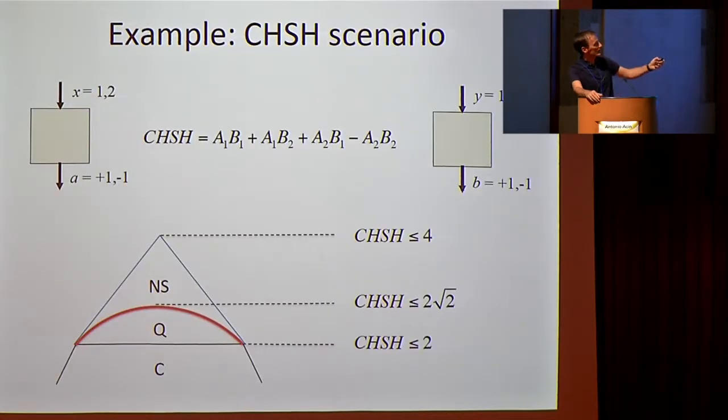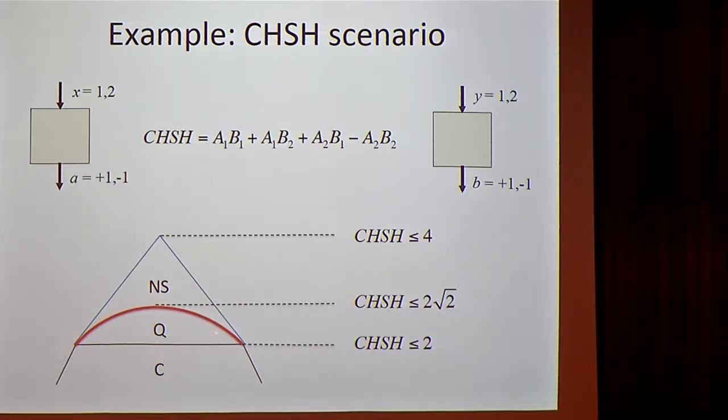So this is what I was saying. If you take this scenario, CHSH equal to 2 is this, so all classical physics is here. Quantum physics happens to be between 2 and 2 square root of 2, and I can tell you that no signaling is here. It can go up to 4. This is why we know there are some points that are not even quantum.